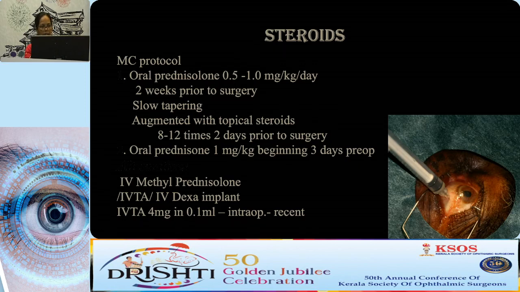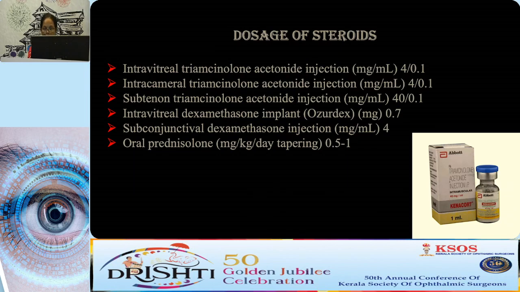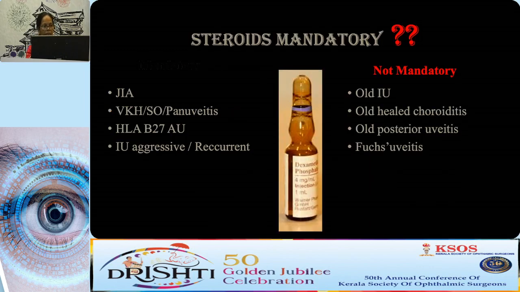Steroids, most common protocol: either oral prednisolone 0.5 to 1 mg per kilogram per day, 2 weeks prior to surgery, with slow tapering and augmented topical steroids 2 days prior to surgery, or oral prednisolone 1 mg per kilogram 3 days preoperatively. Alternatives are IV methylprednisolone, intravitreal triamcinolone, intravitreal dexamethasone implants, etc. Other steroid options are intravitreal, intracameral or subtenon triamcinolone, intravitreal dexamethasone, subconjunctival dexamethasone, or oral prednisolone. Steroids are mandatory in only a few conditions: JIA, VKH, sympathetic ophthalmitis, panuveitis, HLA-B27 anterior uveitis, and aggressive or recurrent intermediate uveitis.